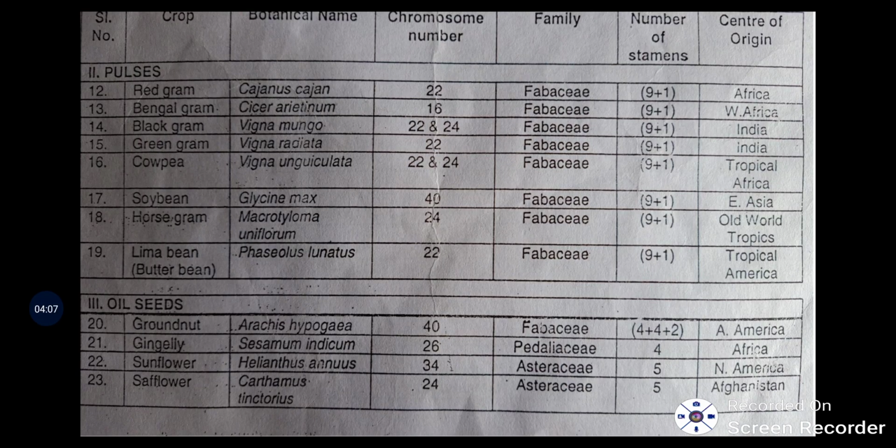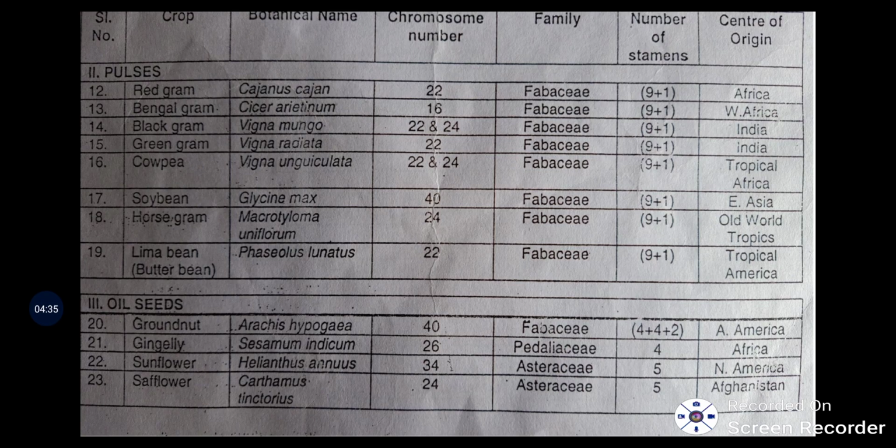Coming to pulses, red gram. Red gram is Cajanus cajan, which has 22 chromosome number. All pulses belong to family Fabaceae. The number of stamens in all the pulses is 9 plus 1. That means 9 are fused and 1 is independent or unfused. Red gram originated in Africa. Red gram is nothing but pigeon pea.